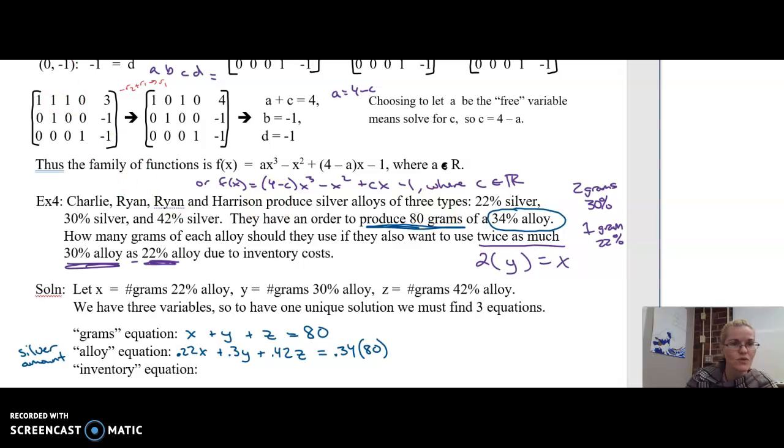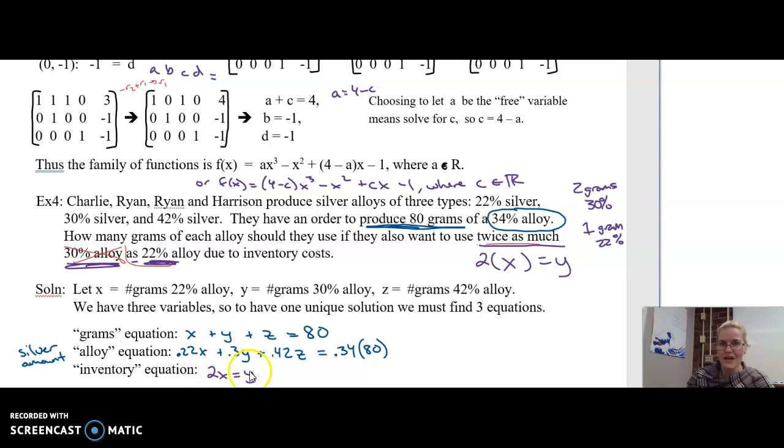So really, when you're reading this, they want twice as much as. So ignore this for a second. You want twice as much as the 22. So it should be not 2y, but 2x equals y. The amount of the 22, double it, that's the amount of the 30%. So the inventory equation is actually 2x equals y.